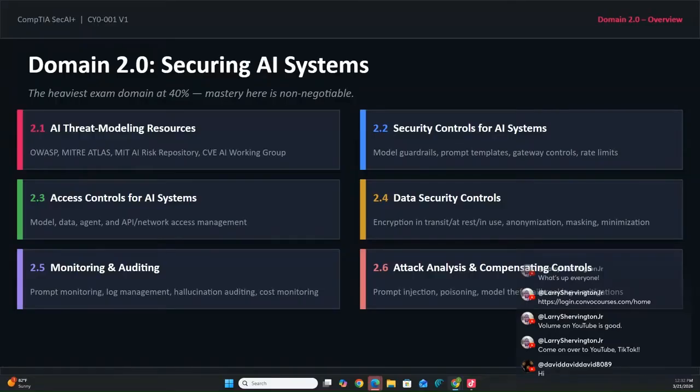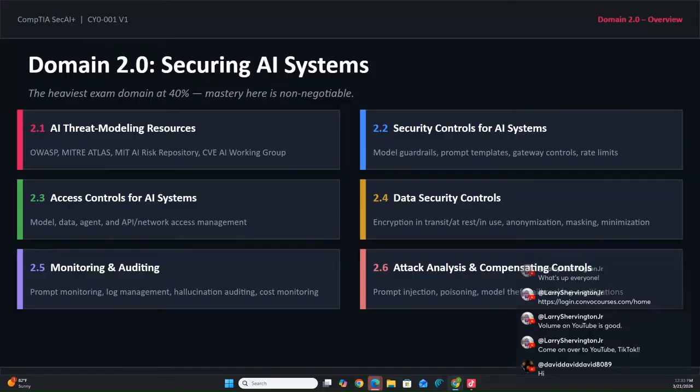If we know there's a vulnerability, how do we put controls in place so that we can minimize the risk? So that's encryption of data in transit, in use, at rest, masking, minimization, and we'll go through all the terms. 2.5, monitoring and auditing.